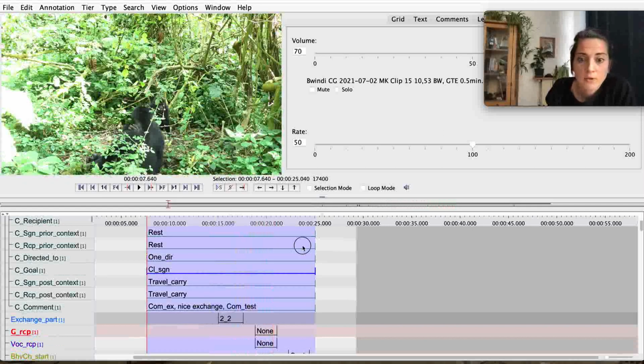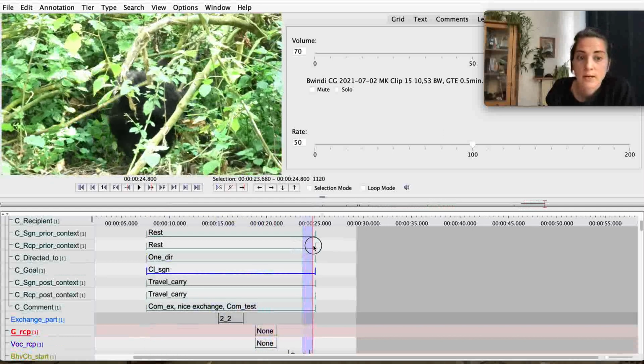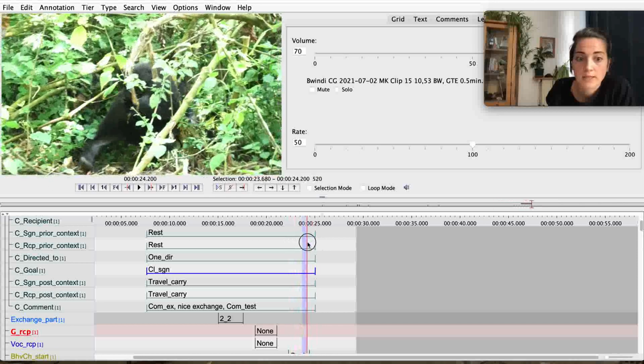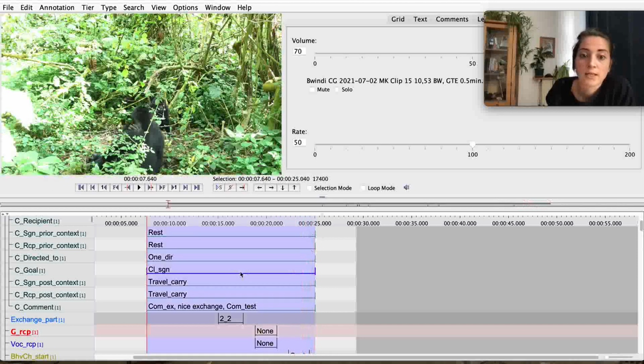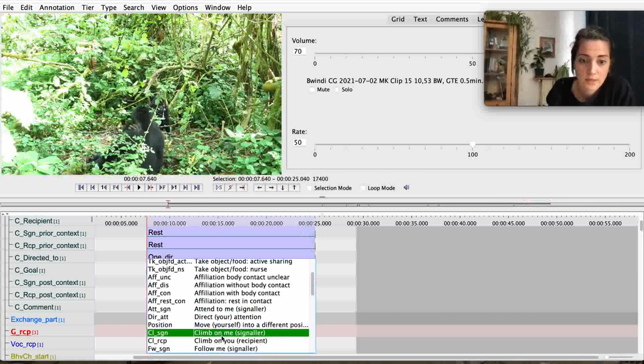Then we mark the goal. That is usually the outcome as well, like the context they're in after the communication, if the communication was successful. So in this case, it was climb on me from the perspective of the mother.